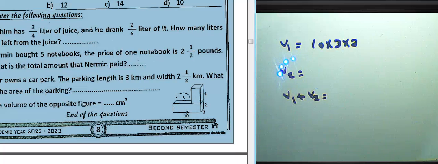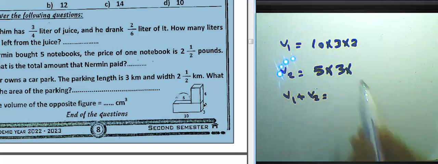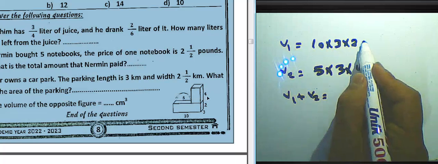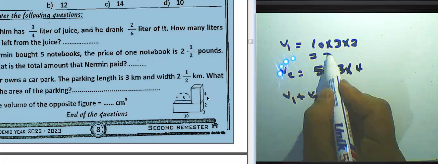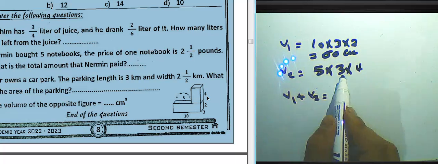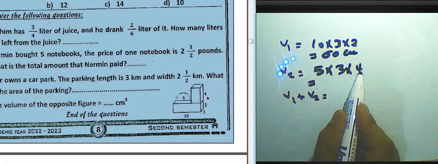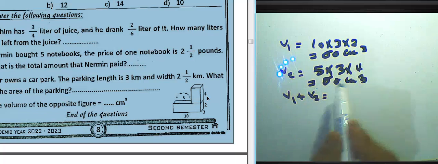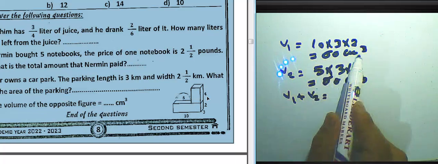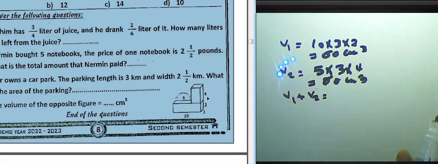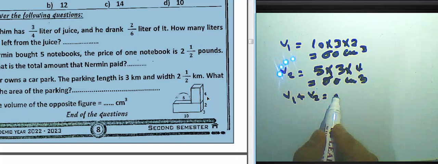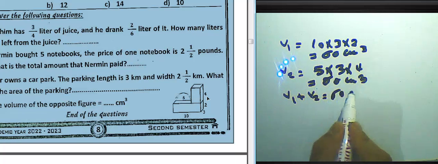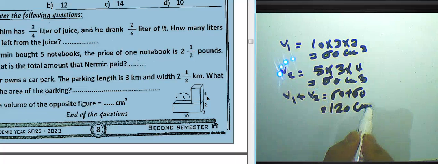And the second, length and width and height: 10 minus 5 equals 5. Then the side here equals 5. Length and width here equal 3, and height here equals 4. 10 times 3 is 30, times 2 equals 60, and 5 times 3 times 4, 3 times 4 is 12, times 5 equals 60. Cubic centimeter is the unit of volume. 10 times 3 times 2 equals 60 cubic centimeters, and 5 times 3 times 4 equals 60 cubic centimeters. For volume 1 plus volume 2, we must add them. 60 plus 60 equals 120 cubic centimeters.